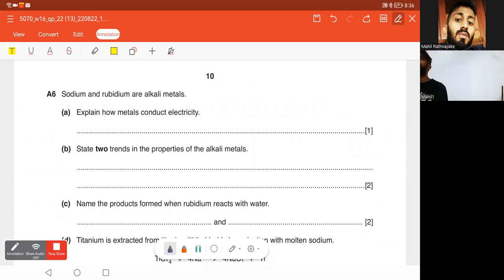Two trends. Alkali metals means what's the group? Group 1. Group 2, alkaline earth metals. Right? Group 7, halogens. Group 8, noble gas. State two trends of properties of alkali metals. That means they are asking what happens down the group. What happens? Reactivity increases.